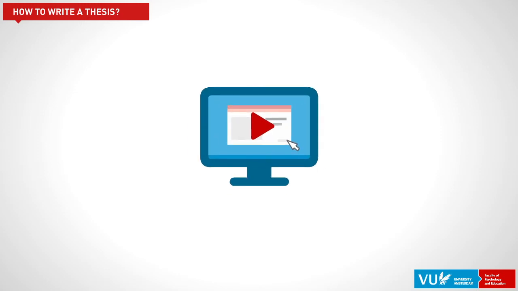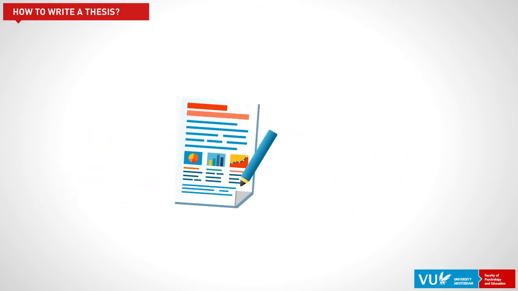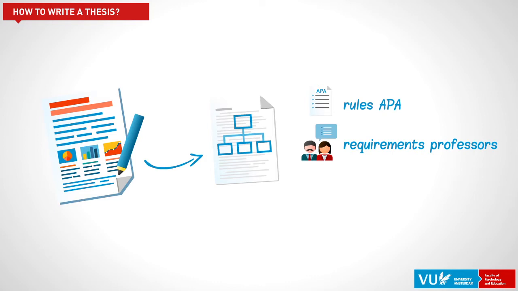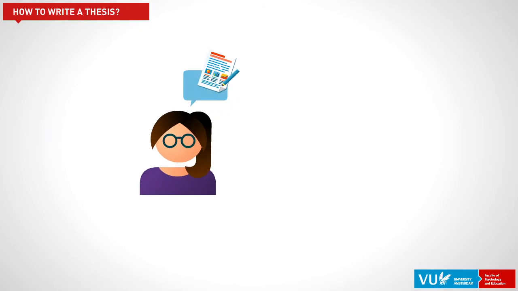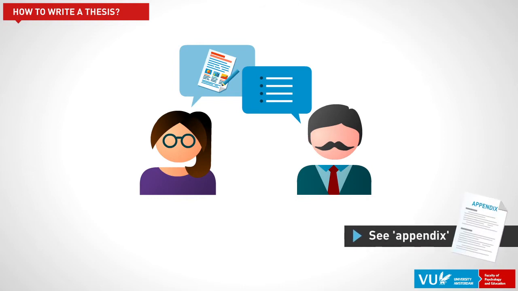The following instructional video is for students who want tips for writing their thesis. In accordance with academic writing, this video will tell you the rules of the APA 6th edition and the requirements of professors. What we explain here are some general rules for writing a thesis. Professors can have their own style and preferences. With this video comes an appendix, which gives you examples of each of the parts discussed in this video.